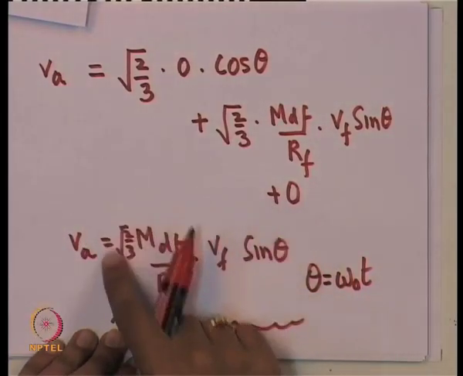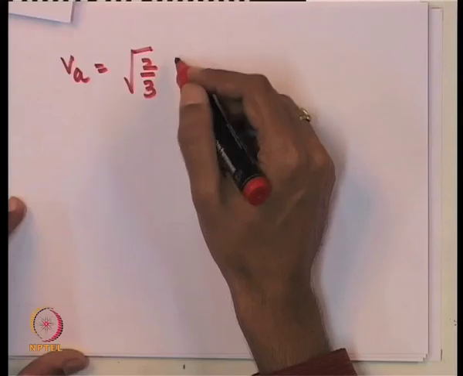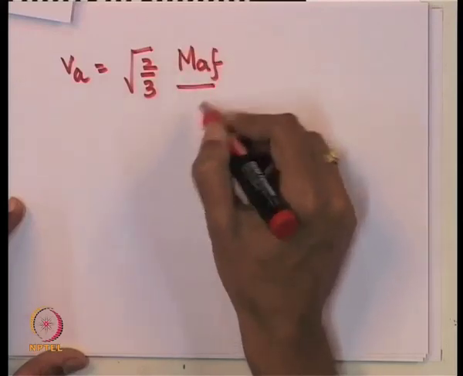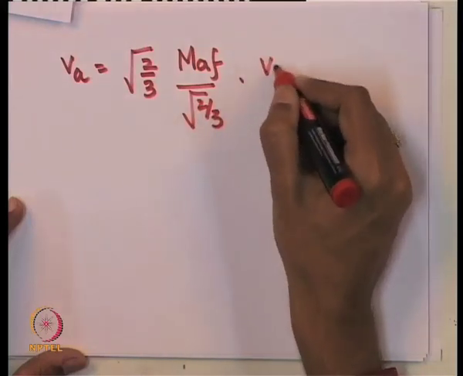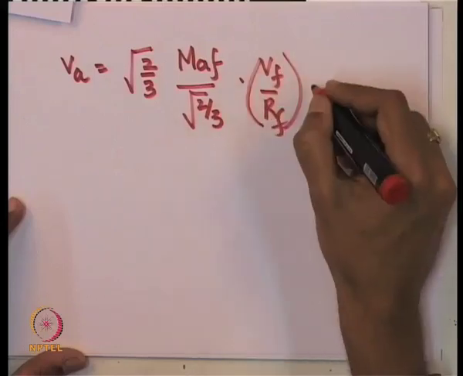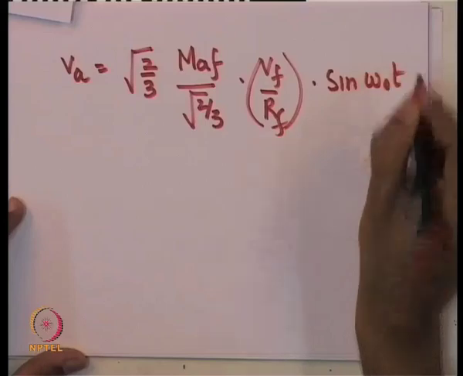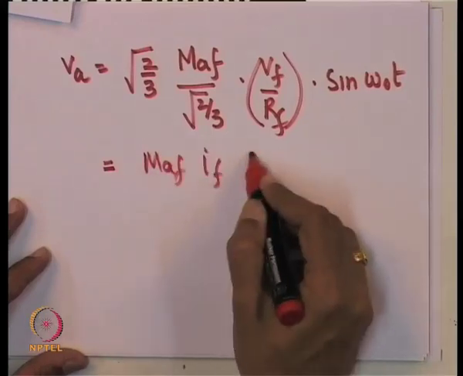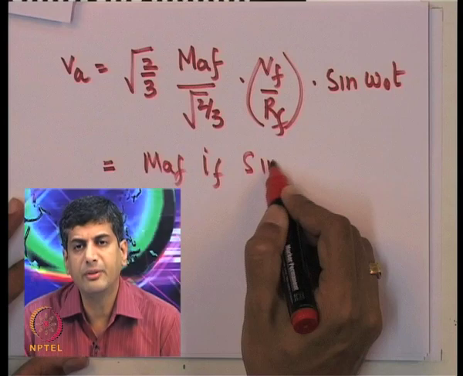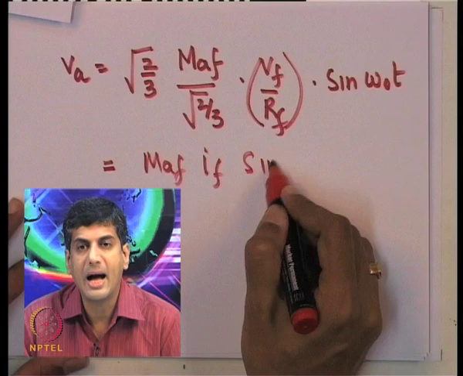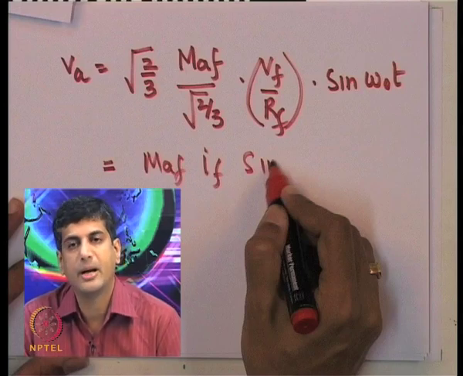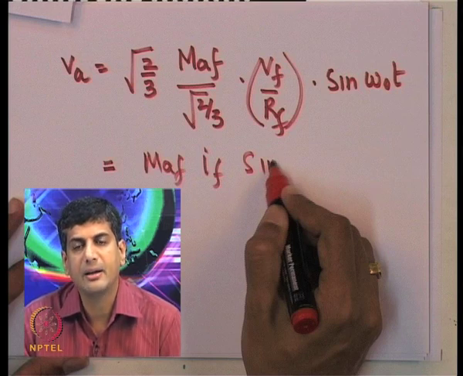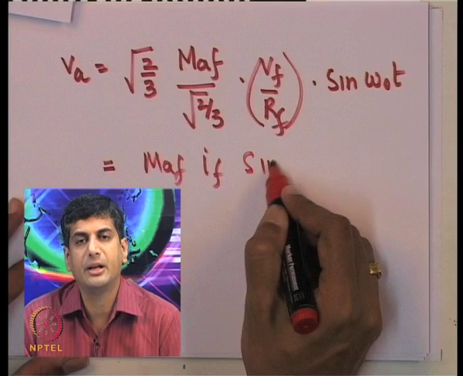Now, if you look at this expression, V A is nothing but root 2 by 3 MDF. MDF is nothing but MAF by KD. This is root 2 by 3 itself into VF by RF. VF by RF is the current, of course, into sin omega naught t. So, this is nothing but MAF into IF into sin omega t. The expression for VA, which is MAF into IF into sin omega naught t, has to be multiplied by omega naught. So, there is a minor correction here.